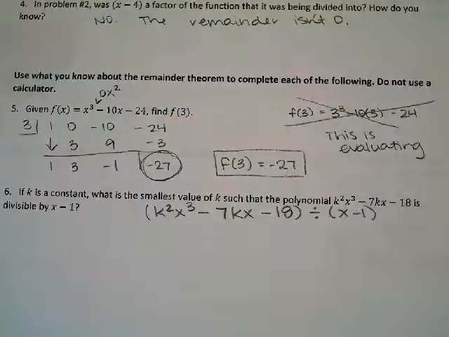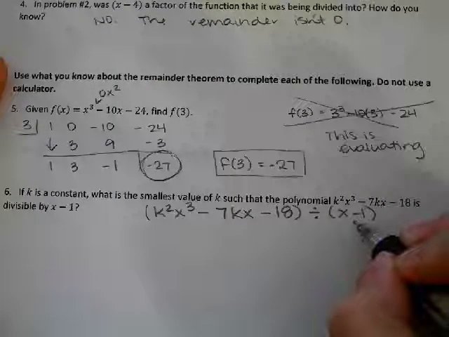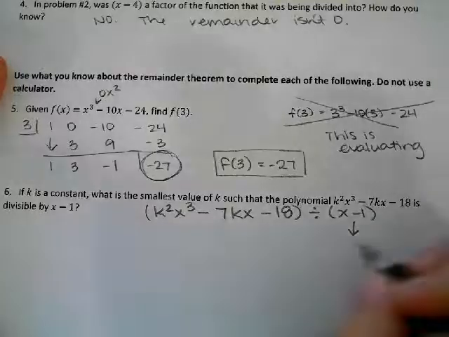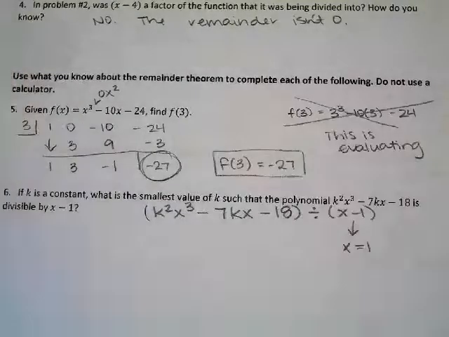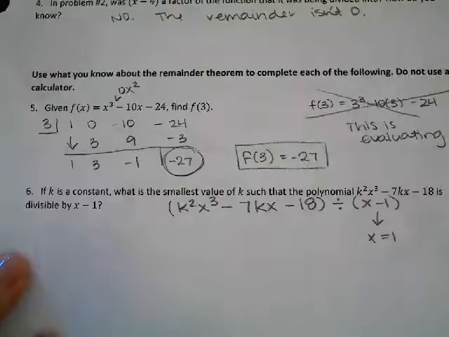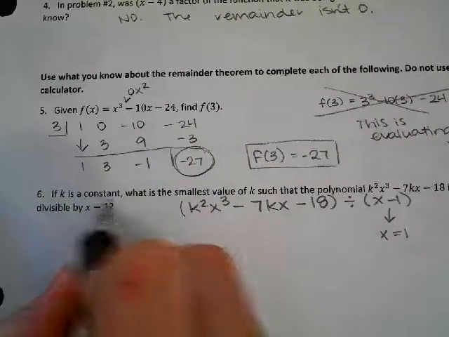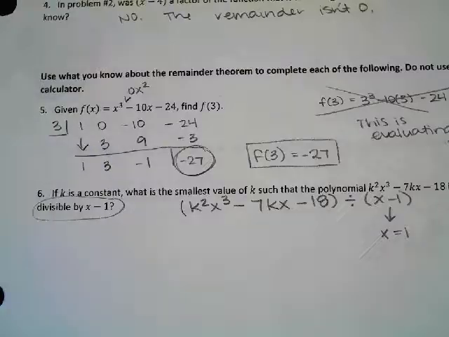We're using the remainder theorem, right? So that means we're going to be taking this term right here, and so that means we're going to say x equals 1. Would you guys agree with that? And they told us it is divisible by x minus 1. If it's divisible by that, what does that mean? It's a factor, and the remainder is 0. Okay? So I'm going to write that. It's a factor, and the remainder is 0.